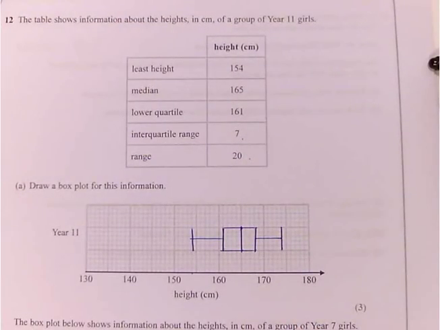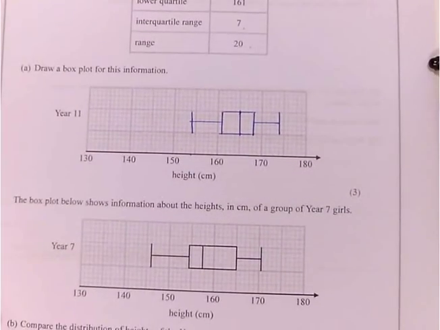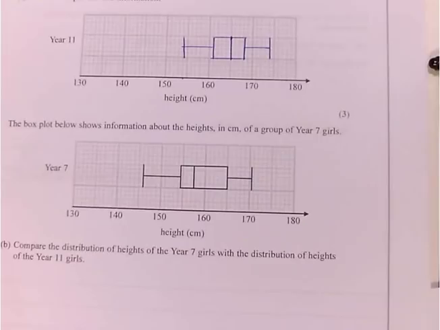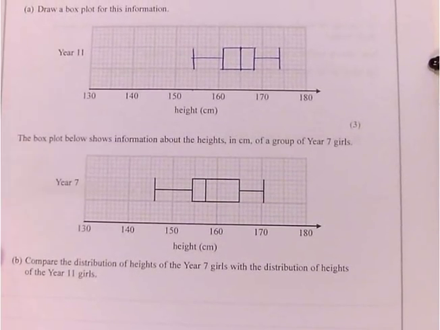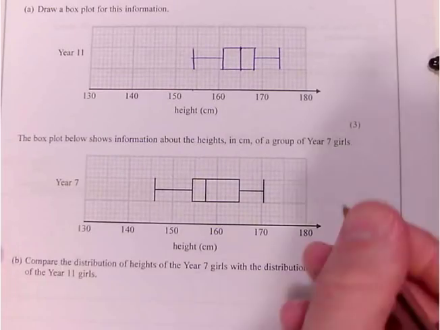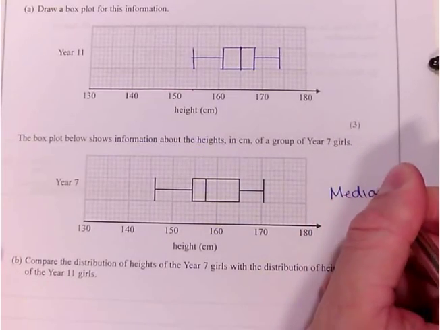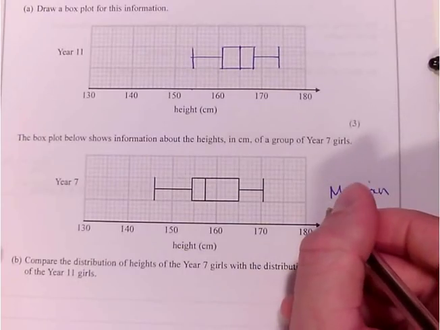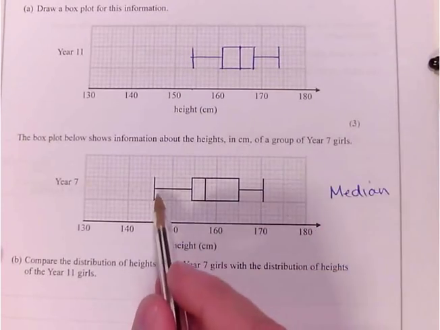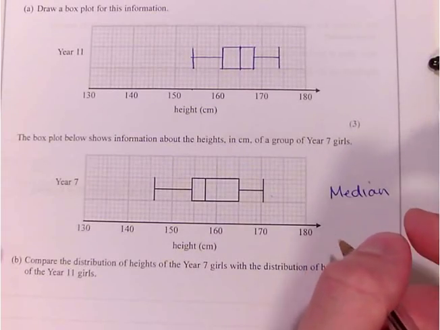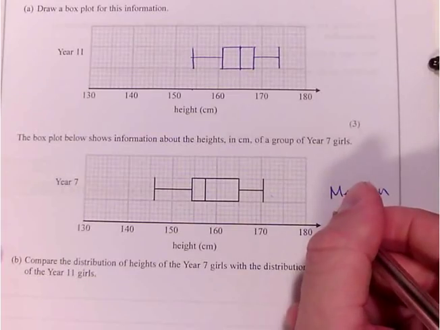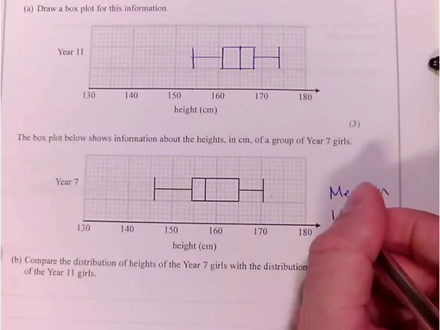The next question, after we've drawn the box plot, asks you to compare the heights of Year 7 girls with the distribution of heights of the Year 11 girls. Now whenever you're comparing box plots, you're looking for 2 things, and there's 2 marks available, one for each of these. First thing you're looking for is to compare the median, and then you want to compare the spread or the range. Now you could compare the range or the interquartile range. Doesn't matter which one, as long as it's one of those measures of spread. So I'm going to put the IQR. First comment.